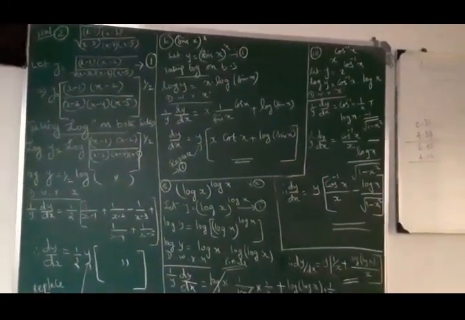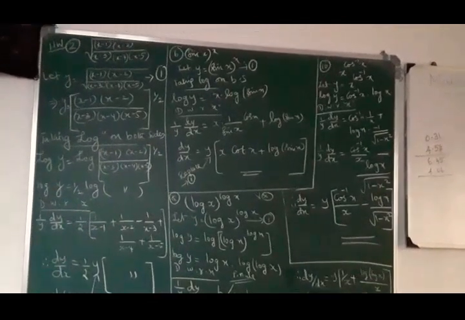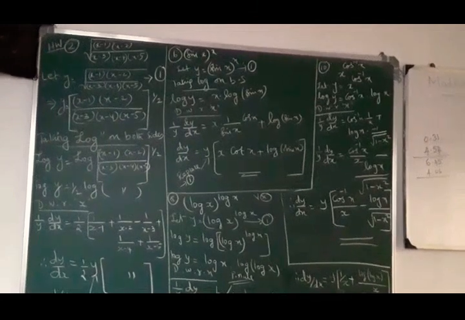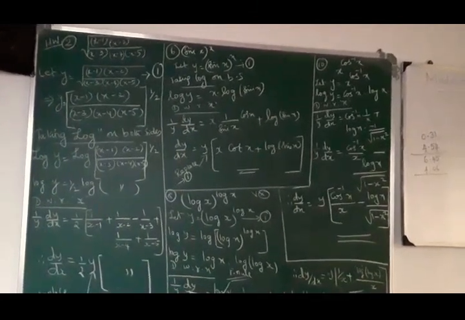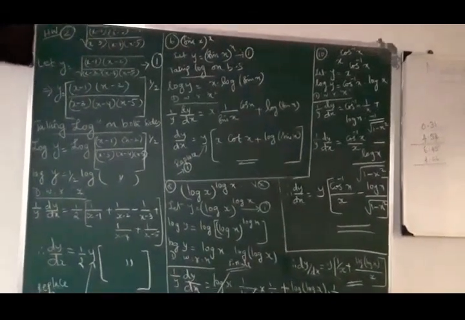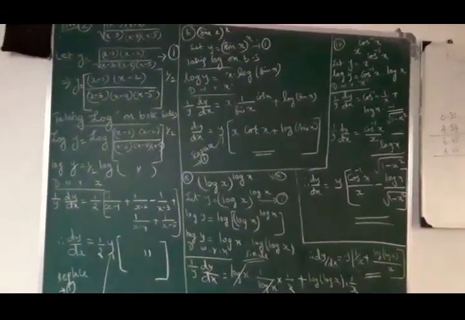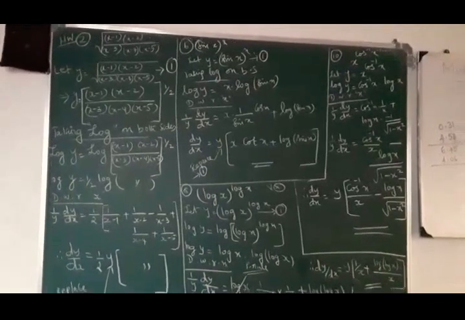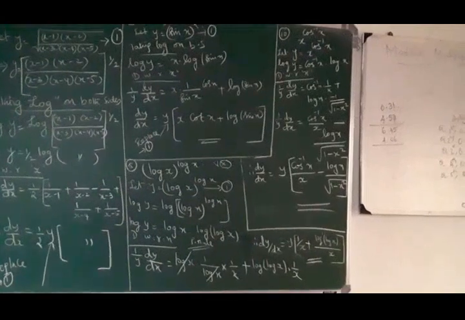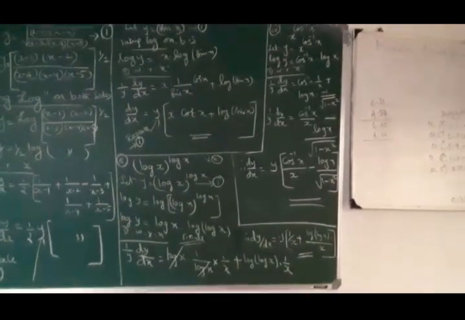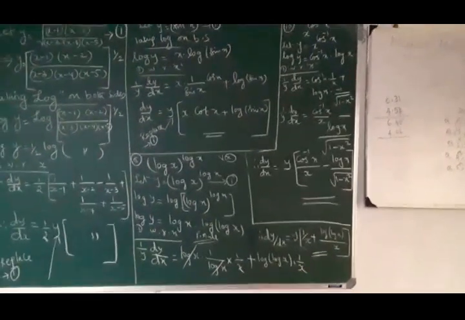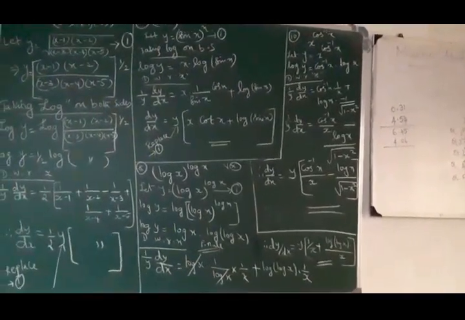Is it visible? Yes. x to the power cos inverse x. Let y is equal to x to the power cos inverse x, which is equation number 1. Applying log on both sides, log y is equal to cos inverse x log x. Differentiating with respect to x, 1 by y dy by dx is equal to cos inverse x into 1 by x plus log x into minus 1 by root of 1 minus x square, because derivative of cos inverse x is minus 1 by root of 1 minus x square.